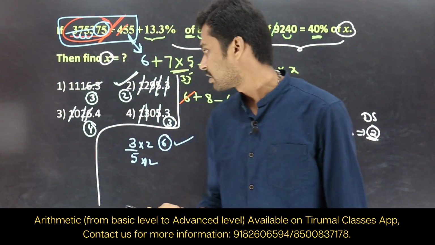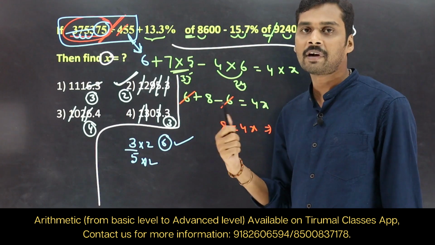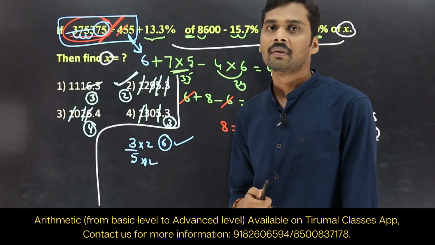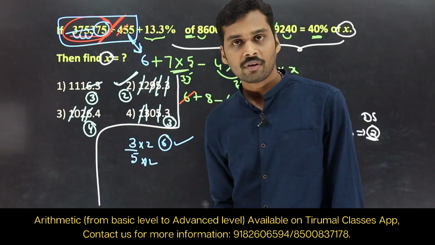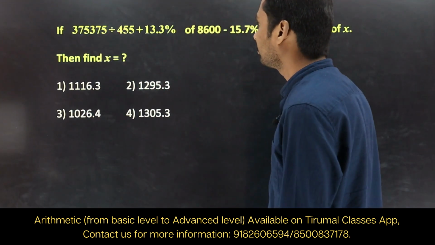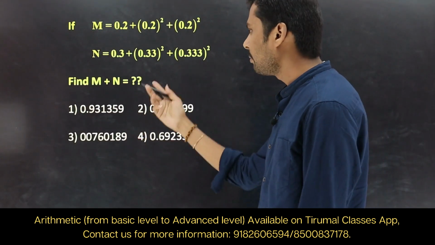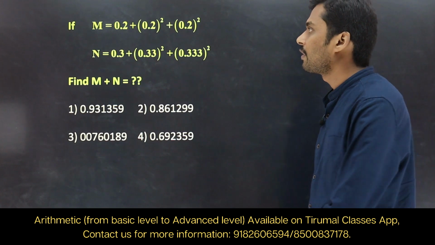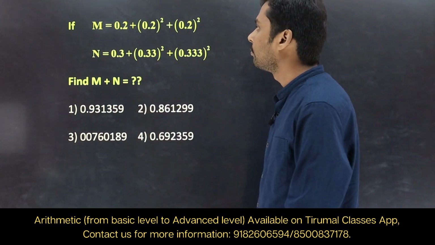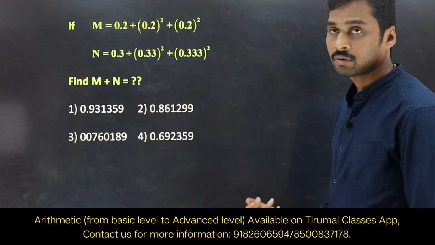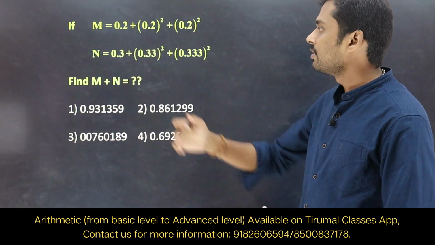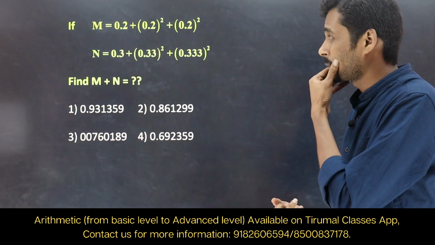The X value is what? X value is equal to 1295.3. Is it clear? Now we go to the next problem. So the same model we have done it already. So if M value is equal to 0.2 plus 0.2 whole square plus 0.2 whole square, and next n value is given like this. M plus n value is what?